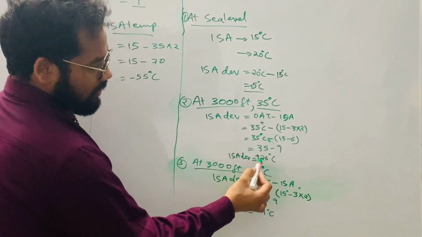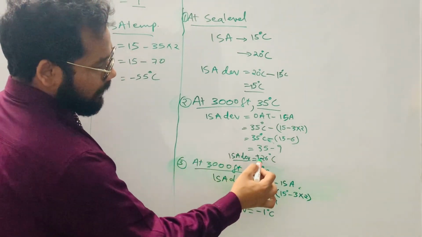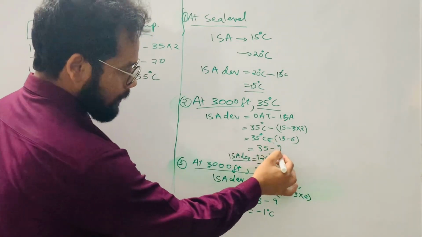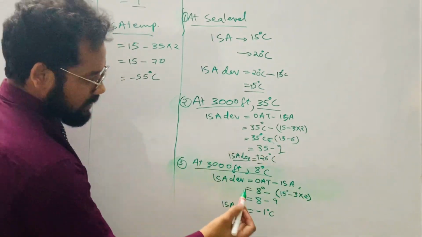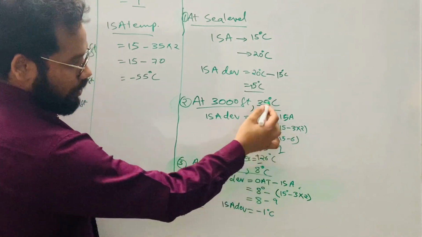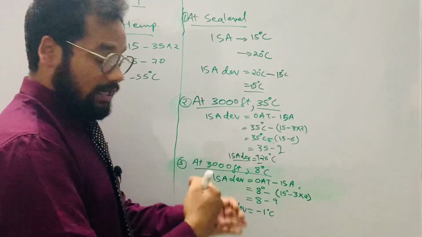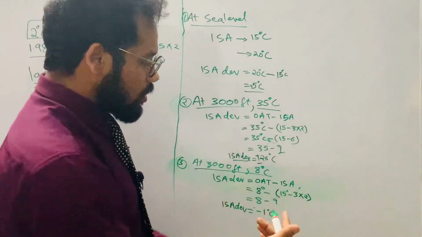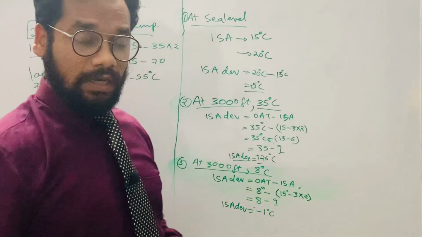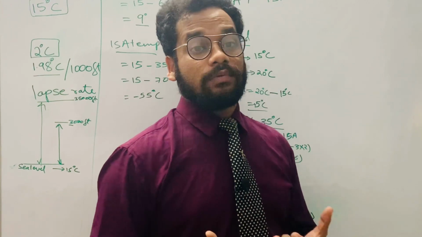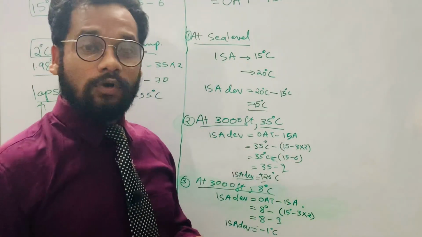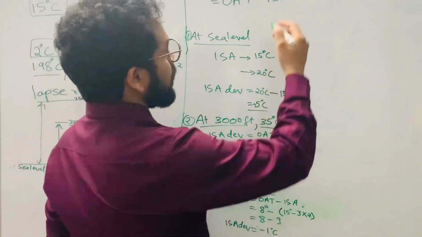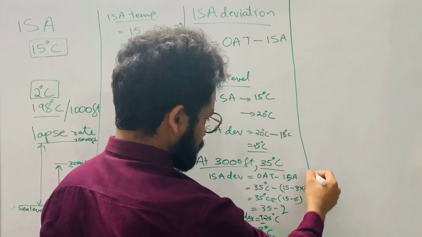So we have discussed this and this case. In this case, the ISA deviation was plus 26 degrees, warmer than the ISA. And in this case, when temperature OAT has changed to this value, the ISA deviation is minus 1 degree, cooler or colder than the ISA. So that's how we make the calculations for the ISA deviations. I hope you can make many more calculations based on the ISA. Let's go ahead with the next calculation.